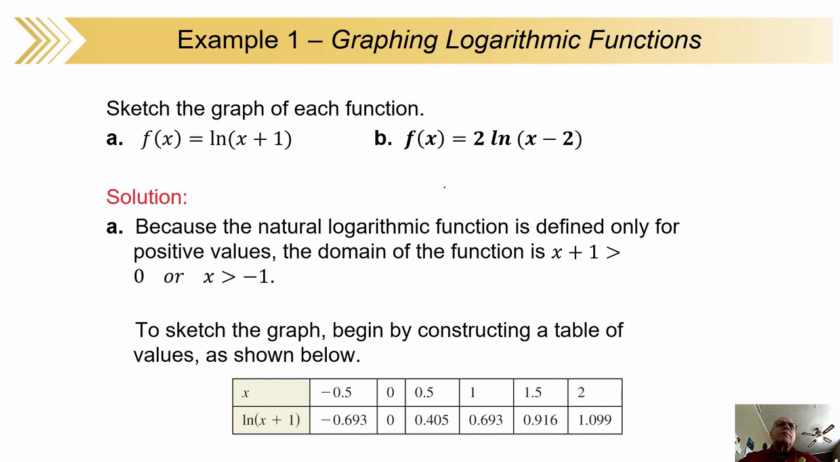So how do you graph these things? Well, we've got two examples. In this first one, f of x equals natural logarithm of x plus 1. Remember, x and 1 are added first, then we take the natural logarithm. We find what power of e would give us x plus 1. Just a reminder.